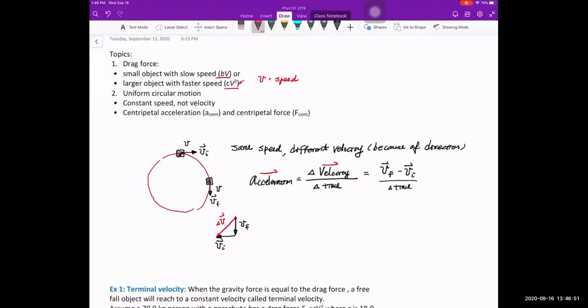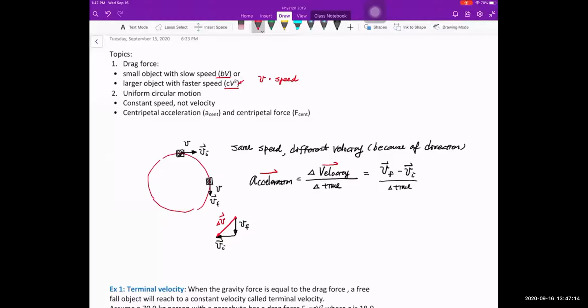And we just showed you the red one, the delta V. So you're going to have an acceleration, and that acceleration is going to be toward the center. Okay, so that is an important conclusion that we can see from here.